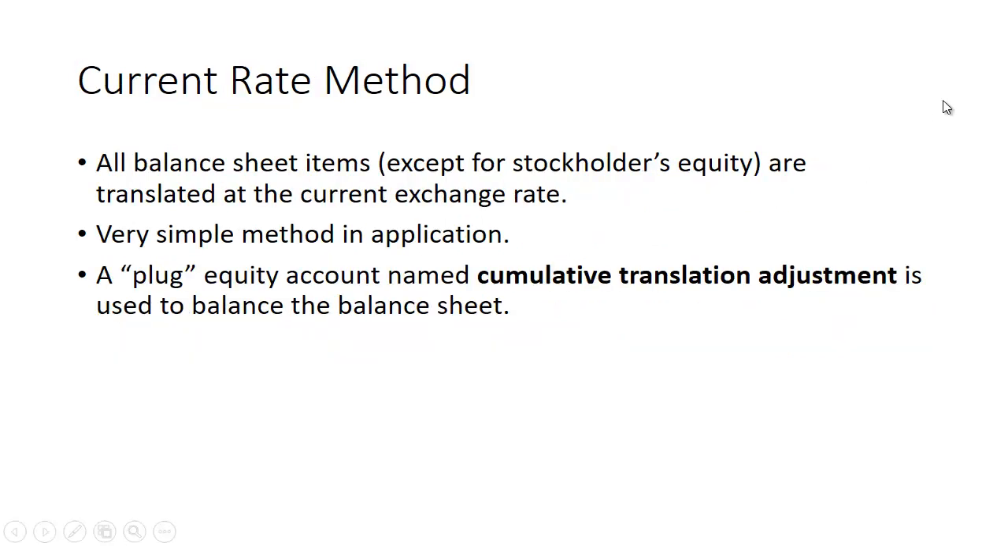And the final method is the current rate method. In this case, all balance sheet items, with the exception of stockholders' equity, are translated at the current exchange rate. So it's a very simple method in application. One shortcoming is that you have to have this plug in the equity account named cumulative translation adjustment in order for the balance sheet to balance.